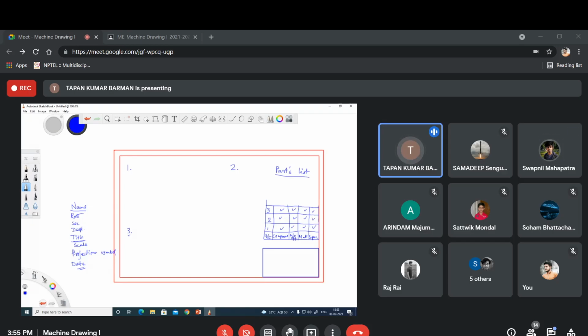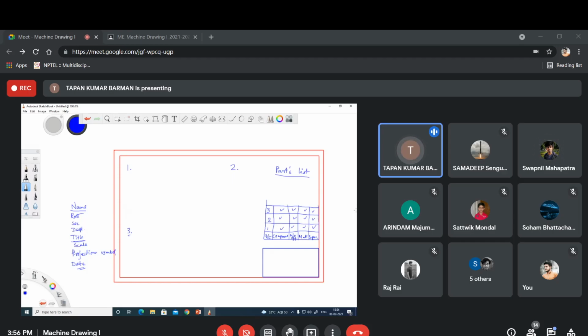For all the components, it is not possible to specify, but for some components we may specify. So at least you have to incorporate one table there. The position of the table is not fixed. Wherever you have the space, you can place that table there.